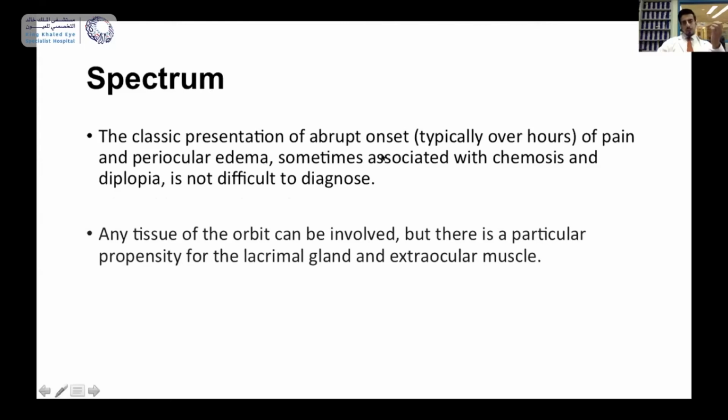There is a classical presentation of abrupt onset, typically over hours, of pain and periocular edema, sometimes associated with chemosis and diplopia, and this is not difficult to diagnose. And you keep in mind that any tissue of the orbit can be involved, but there is a particular propensity for the lacrimal glands and the extraocular muscles.